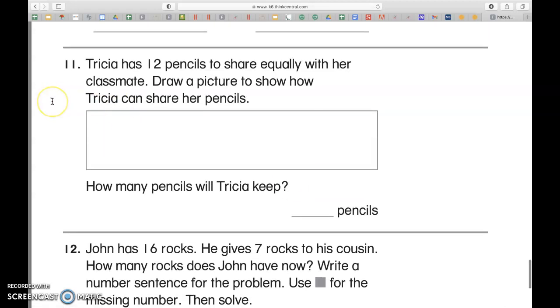Number 11, Trisha has 12 pencils to share equally with her classmate. Draw me a picture to show how Trisha can share her pencils. Trisha has 12 pencils to share equally with her classmate. This box here is meant for you to draw me a picture, and then I want to know how many pencils will Trisha keep. Answer goes there.